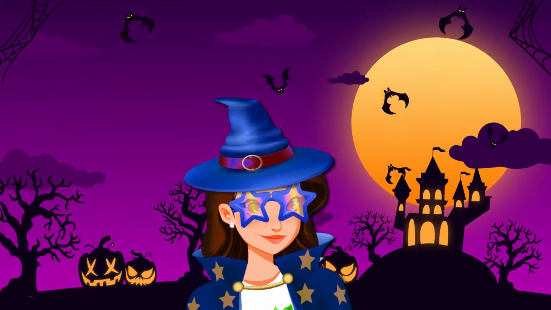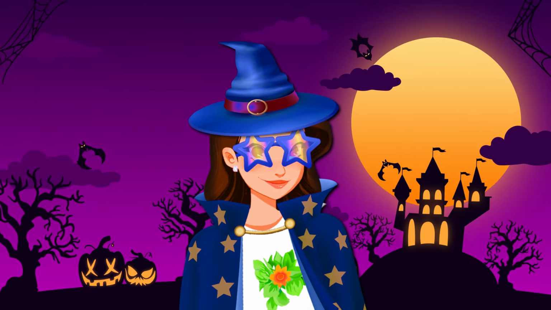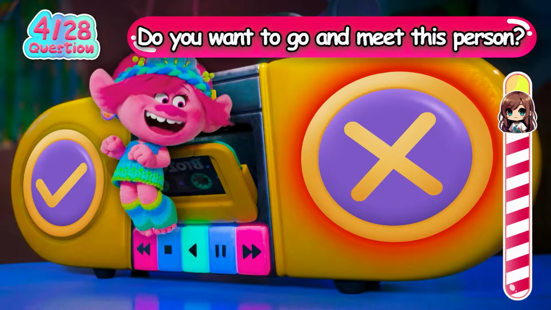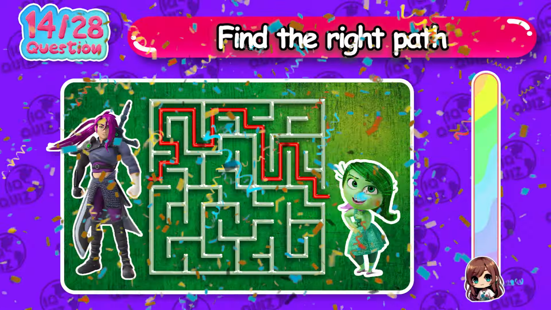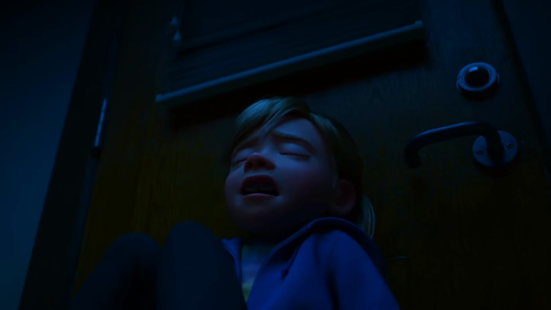Let's come with today guessing character from Inside Out movie by their mouth. 28 questions with 15 beautiful character mouth. Can you be the one to identify all these 15 characters? Let's move and beat the challenge!